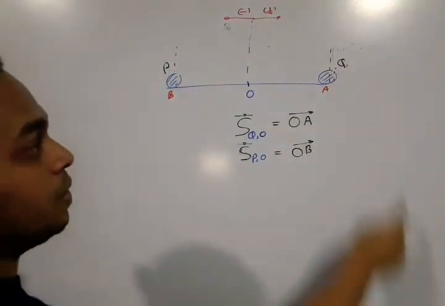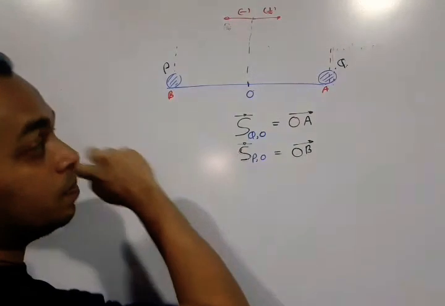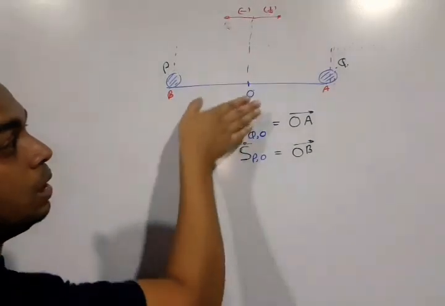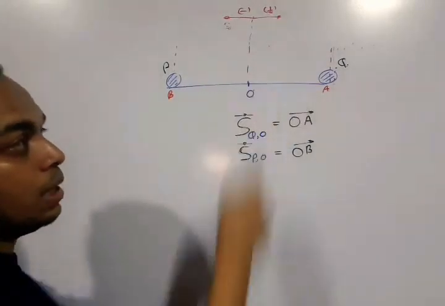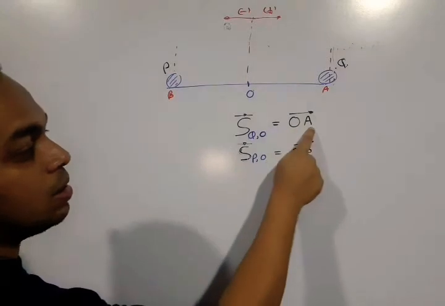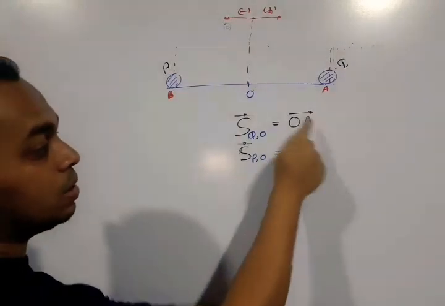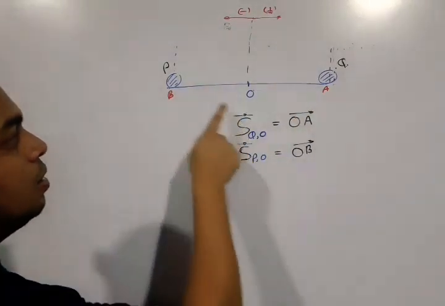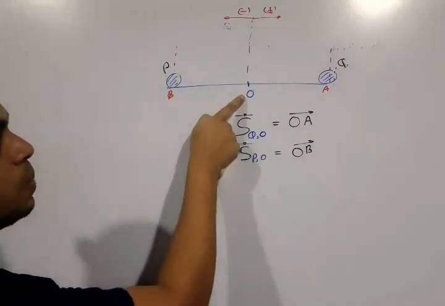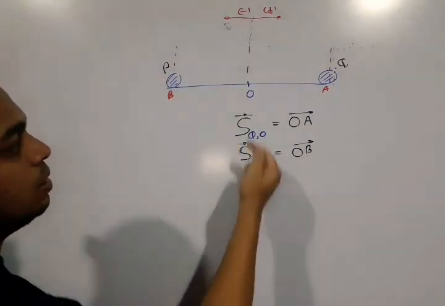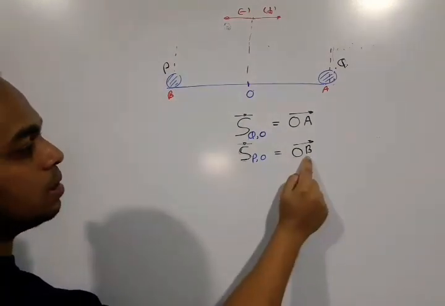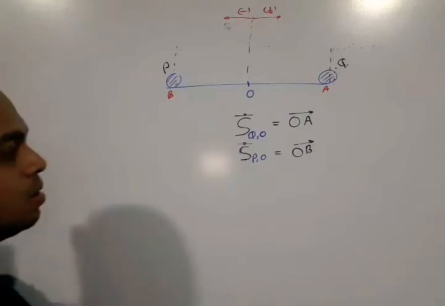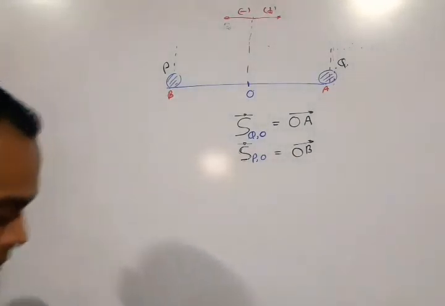We can represent the displacement of the Q particle with respect to O. Displacement of Q with respect to O would be the vector from O to A. So I can represent it with this notation, OA, with an arrow on top. The displacement of P with respect to O can be represented by a vector going from O to B, symbolically OB with an arrowhead on top. So it says that it goes from O to B, right?